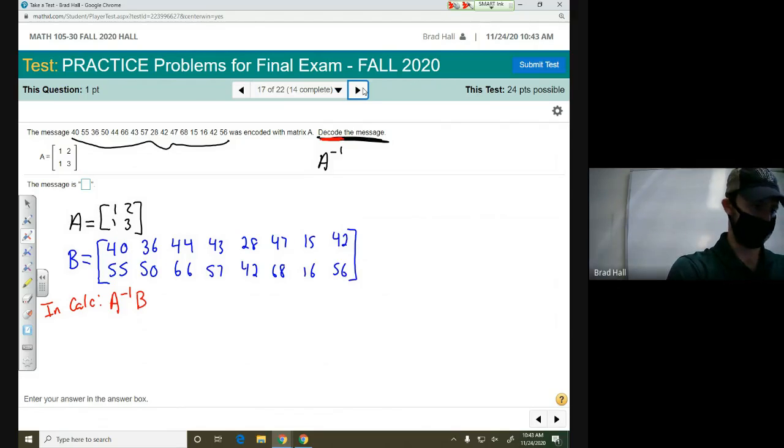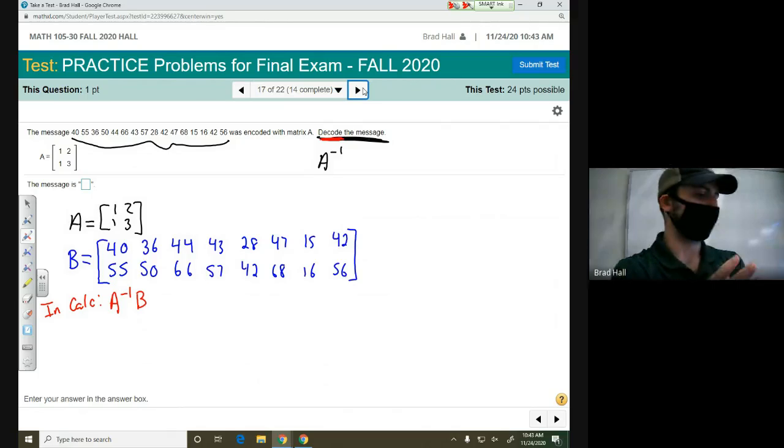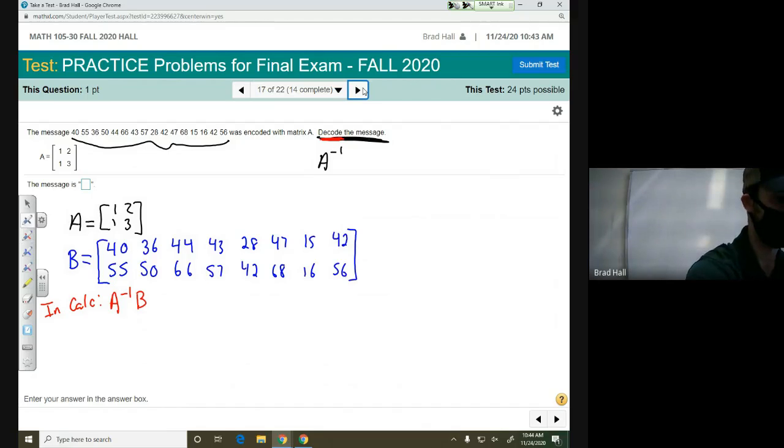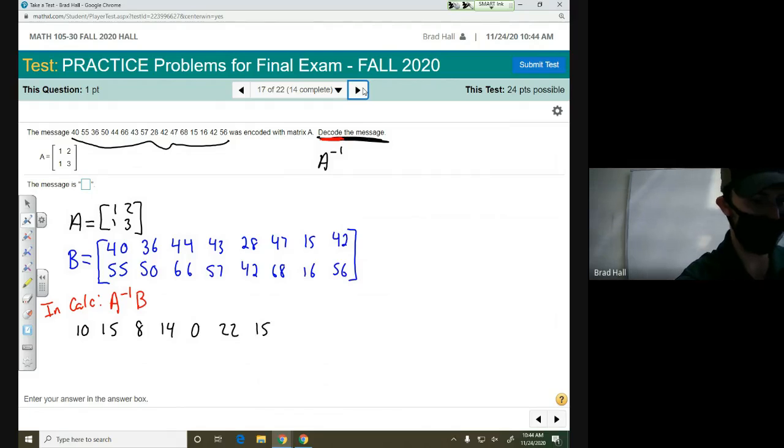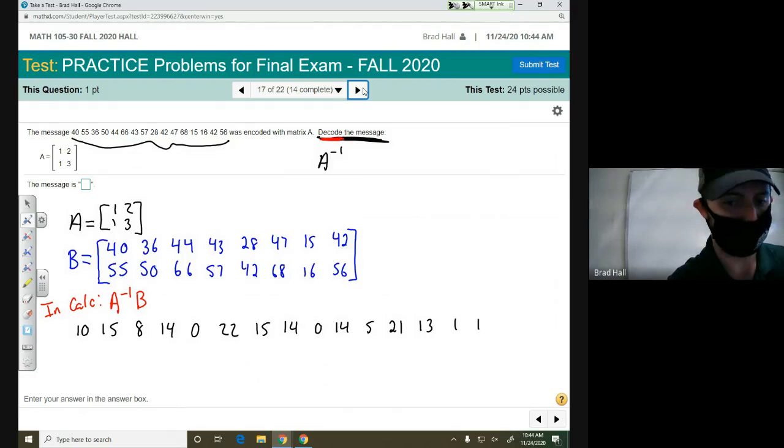I plugged in matrix B for matrix A. I can fix that though. That inverse and then that should fix it. Okay, cool. So what I get, I'm not going to write down the matrix, I'm just going to write down the numbers that I get. If you put this in your calculator correctly, you should get 10, 15, 8, 14, 0, 22, 15, 14, 0, 14, 5, 21, 13, 1, 14, 14.